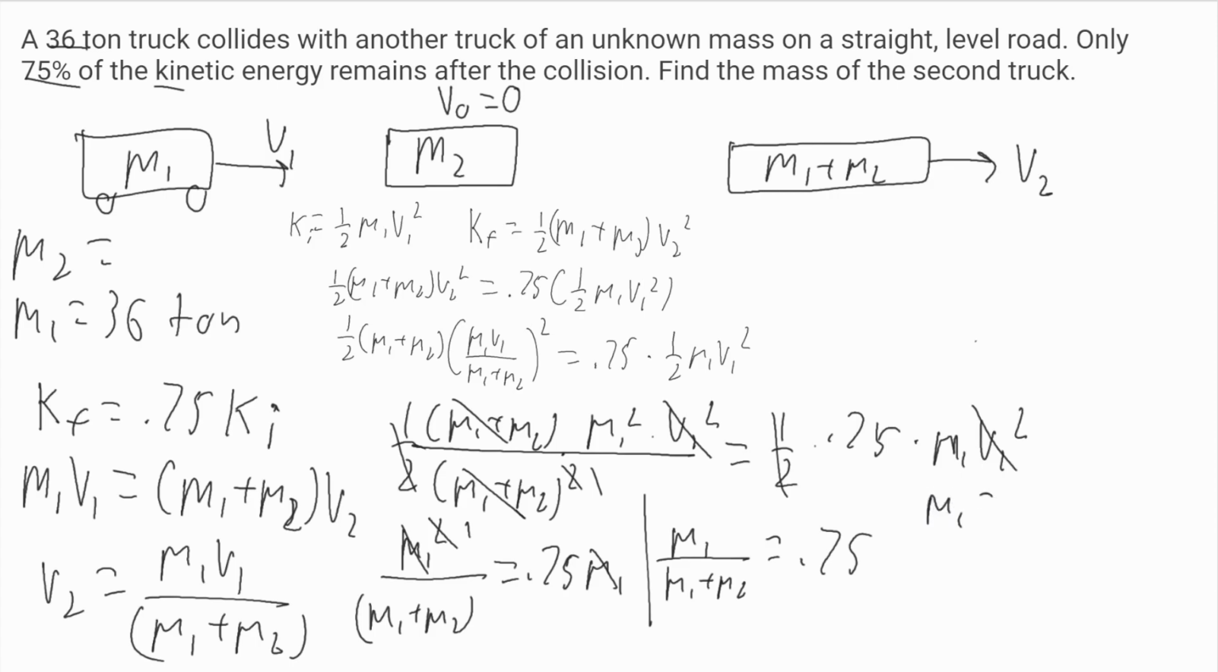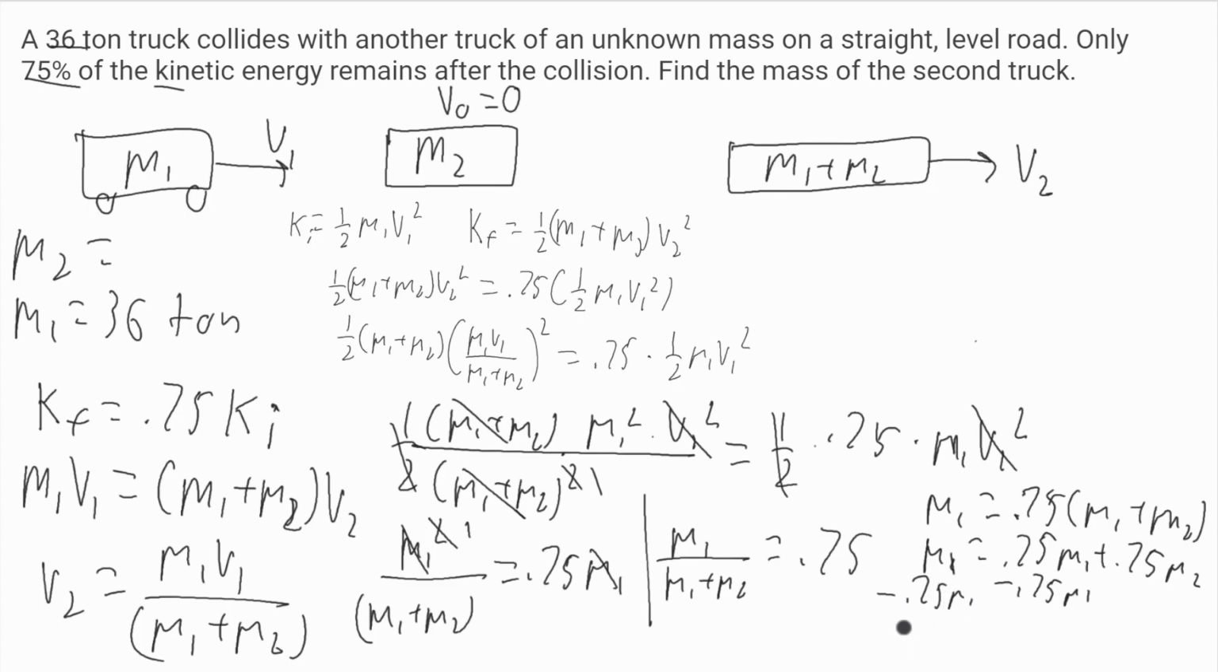This will be equal to m1 is equal to 0.75 times m1 plus m2. m1 will be equal to 0.75 m1 plus 0.75 m2. I'll subtract this 0.75 m1 from both sides. We'll get that 0.25 m1 is equal to 0.75 m2. Divide by 0.75, we'll get that m2 is going to be equal to m1 over 3.